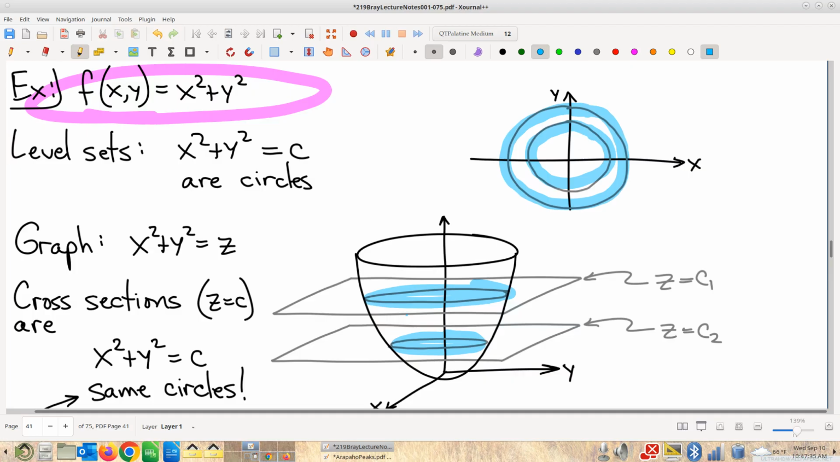Okay, yeah, but technically, the level sets live in two dimensions. They live in the domain. Level sets always live in the domain. These are curves in the XY plane. Two-dimensional points on these curves have two and only two coordinates.